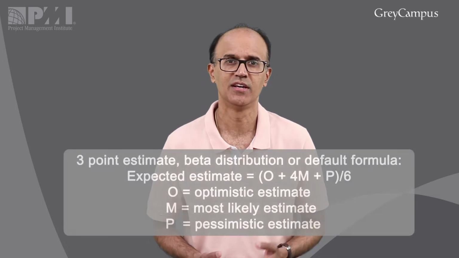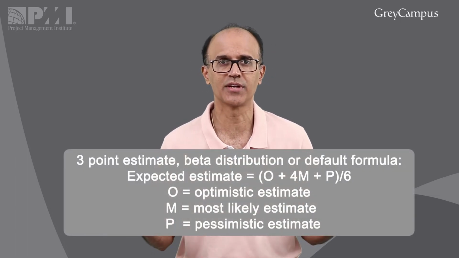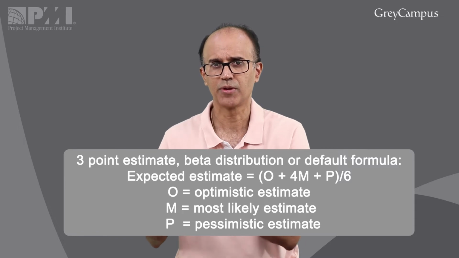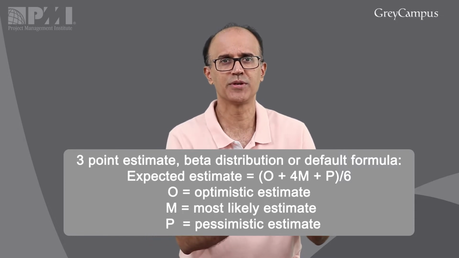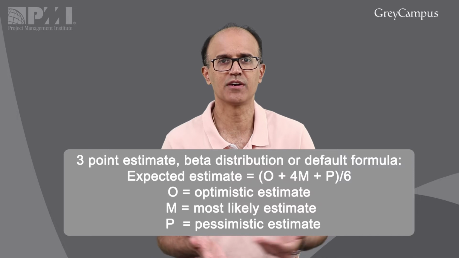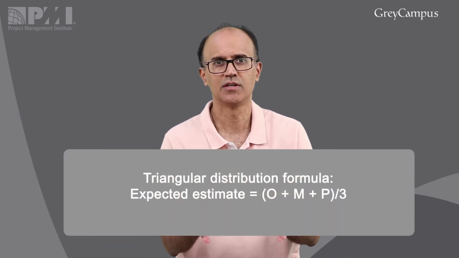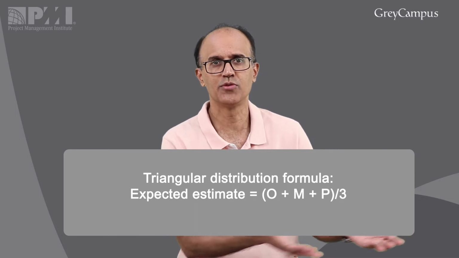The first thing which comes to my mind is the estimation technique, in particular the 3-point estimate or the PERT estimation technique. We have got the formulas, right? The beta distribution formula and the triangular distribution formula. Very simple formulas: optimistic plus 4 times most likely plus pessimistic divided by 6. This is the beta formula. Then we have got the triangular formula: optimistic plus most likely plus pessimistic divided by 3, right? The beta one is the default formula.